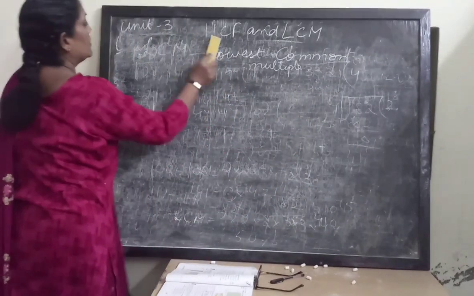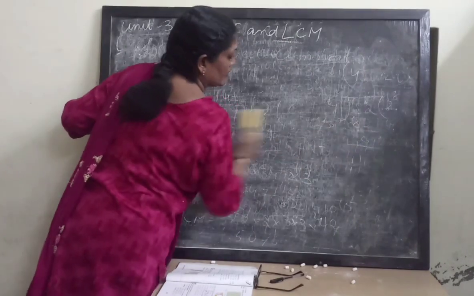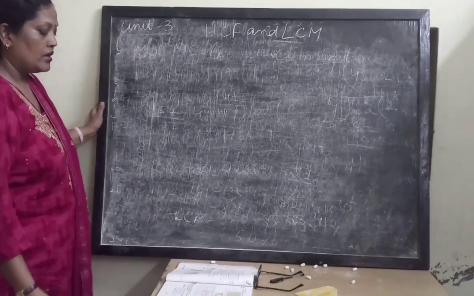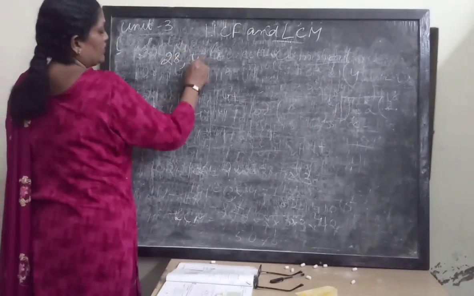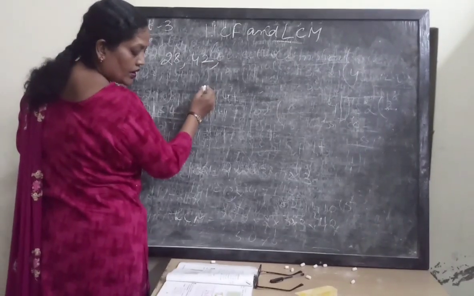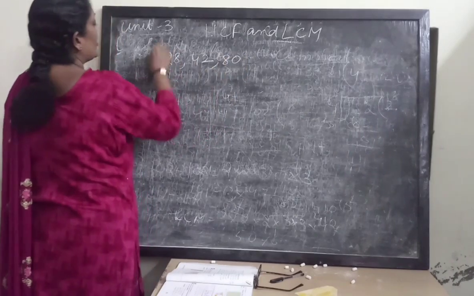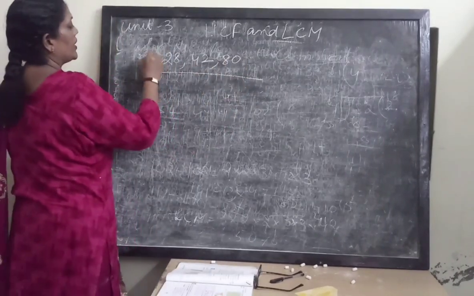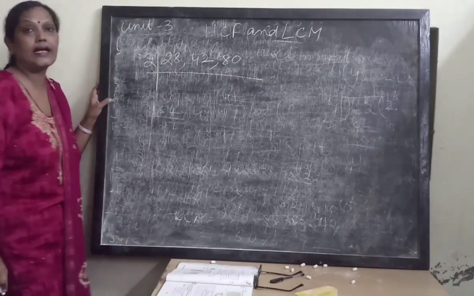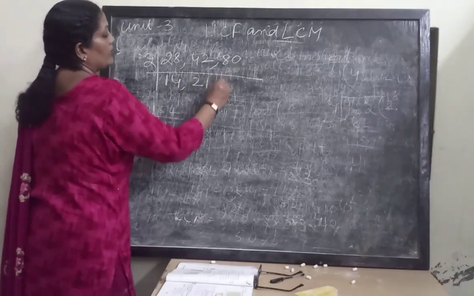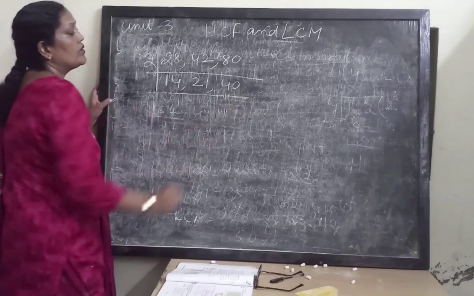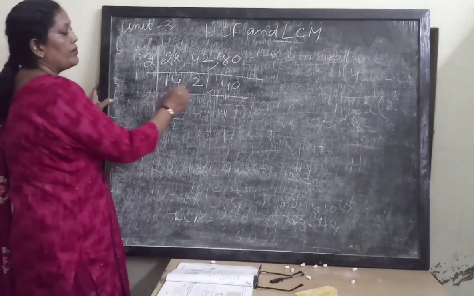This is the prime factorization method. Now next is the division method. 28, 42, 80. This is the short division method. 2 outside. See here, what is the difference between HCF and LCM? 14, 21, 40.